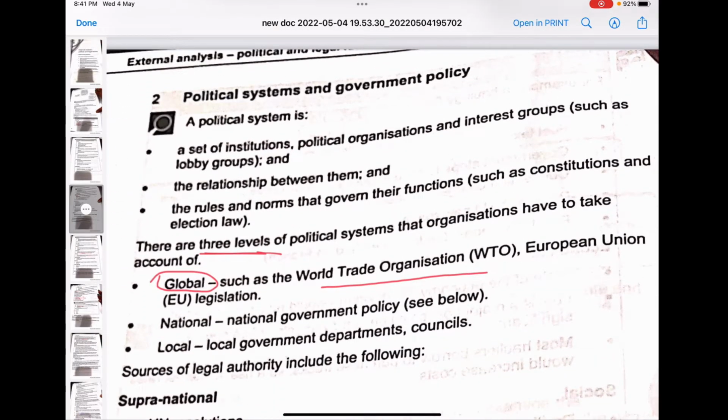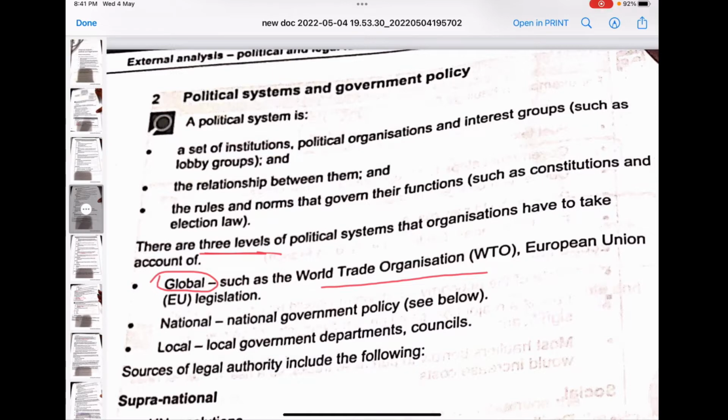Political systems and government policy. What is a political system? First we'll begin with seeing what exactly a political system is. It is a set of institutions and political organizations, interest groups such as lobby groups, and the relationship between them, and the rules and norms that govern their functions, such as the constitution and the election law.